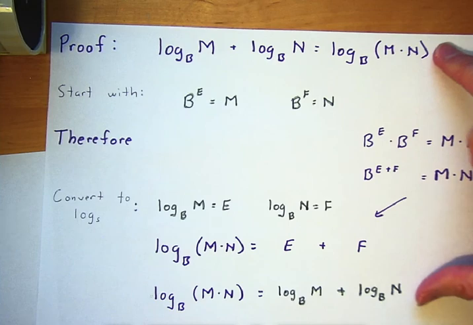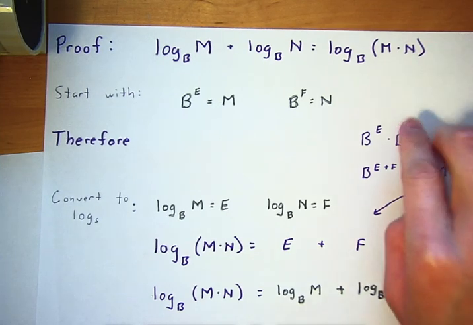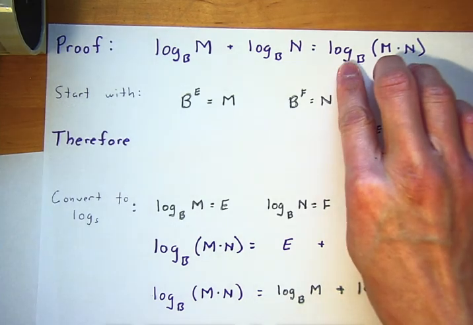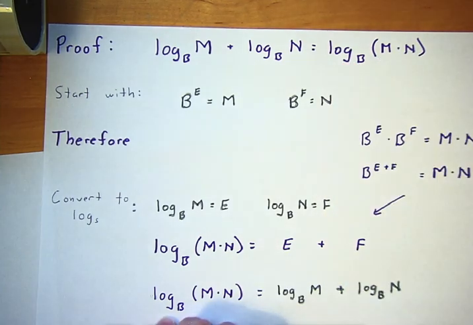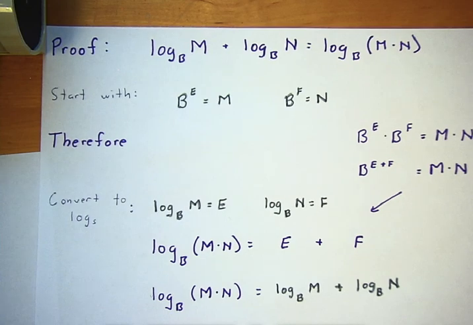And these two up here and down here are equal. All that happened is this log base B of M times N is just on the left-hand side instead of the right-hand side. Okay, take notes. When you're ready, you can hit continue.